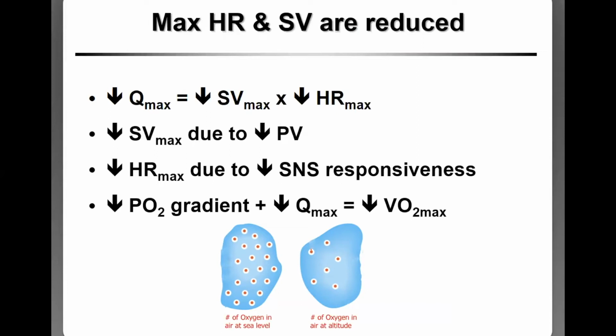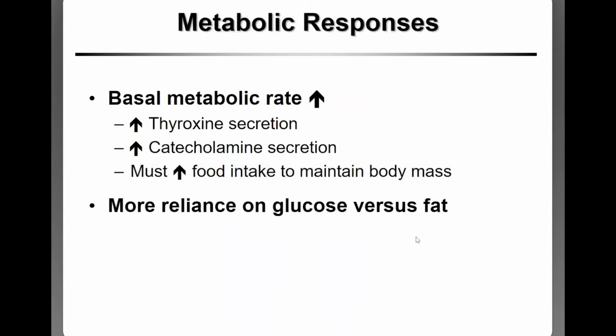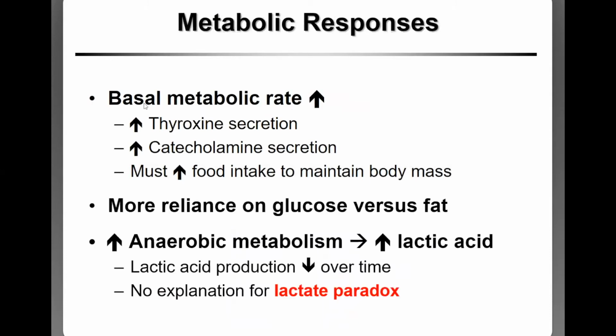This is the reason why VO2 max decreases at altitude, because we have a reduction in both our maximal cardiac output, and we have a reduction in AVO2 difference due to that reduced oxygen diffusion gradient that we just talked about. We also have an increase in basal metabolic rate. This is due to T4 thyroxine. Our HPA axis may also be stressed, and our catecholamine secretion will also go up. So this means that our caloric expenditure at rest is increased at altitude.